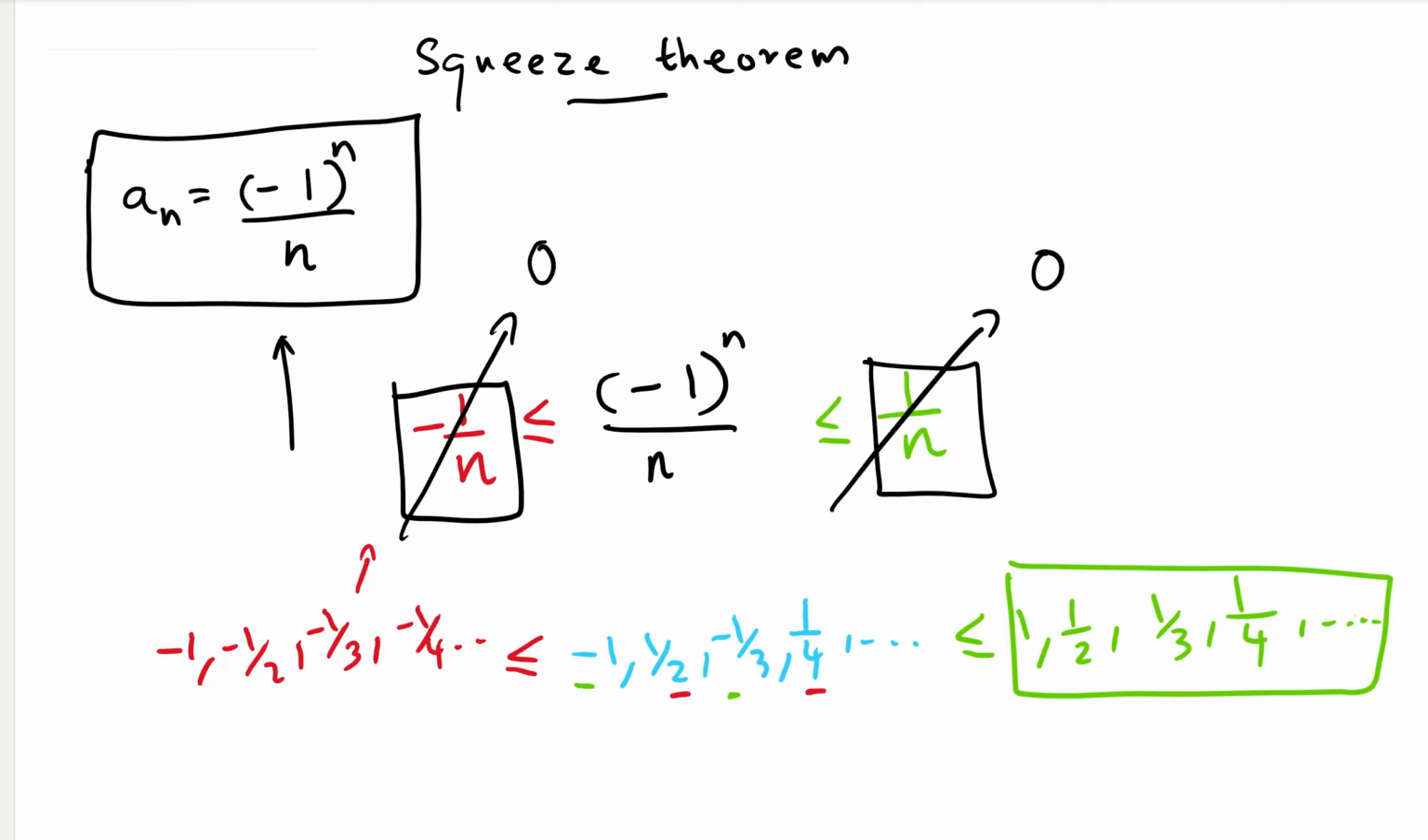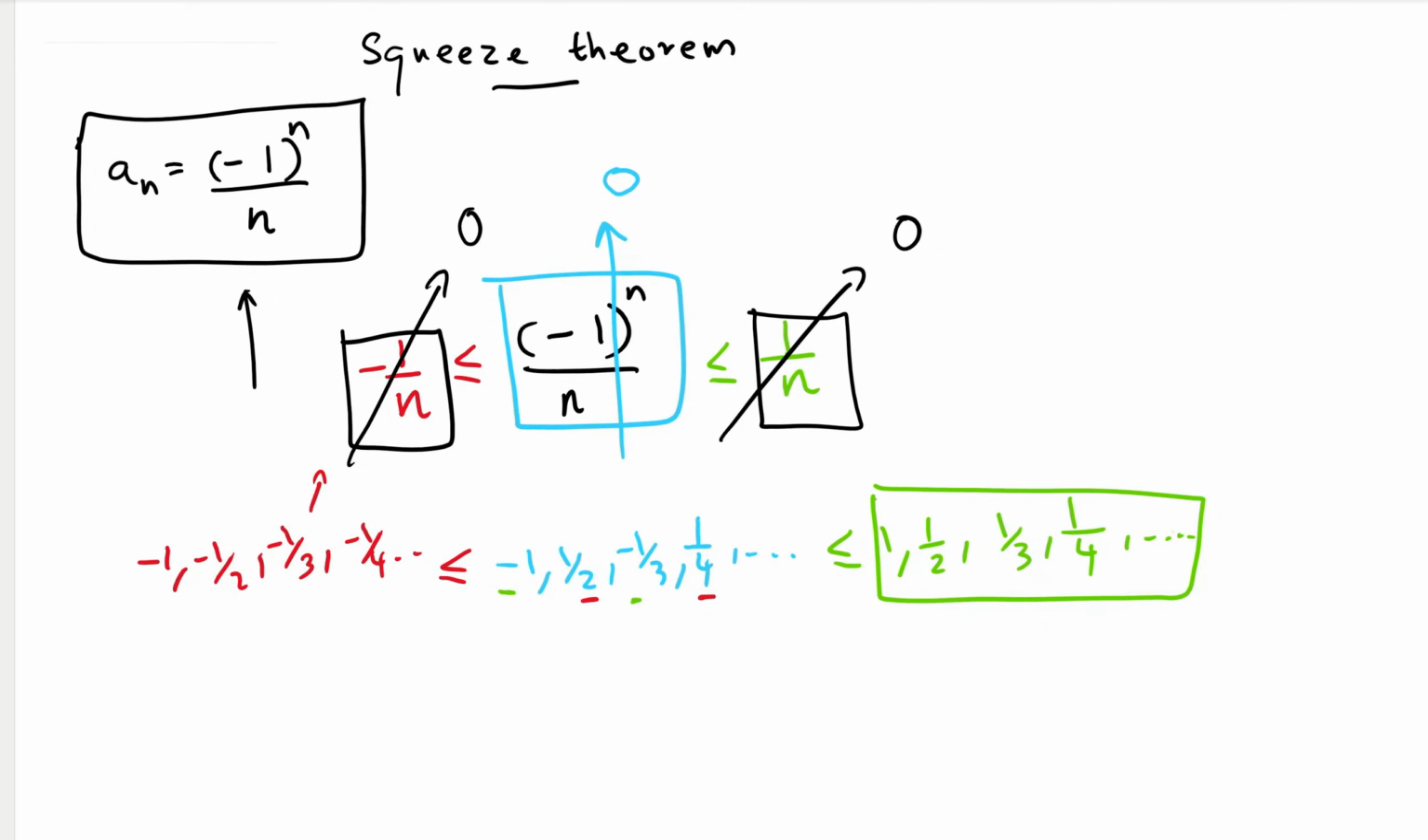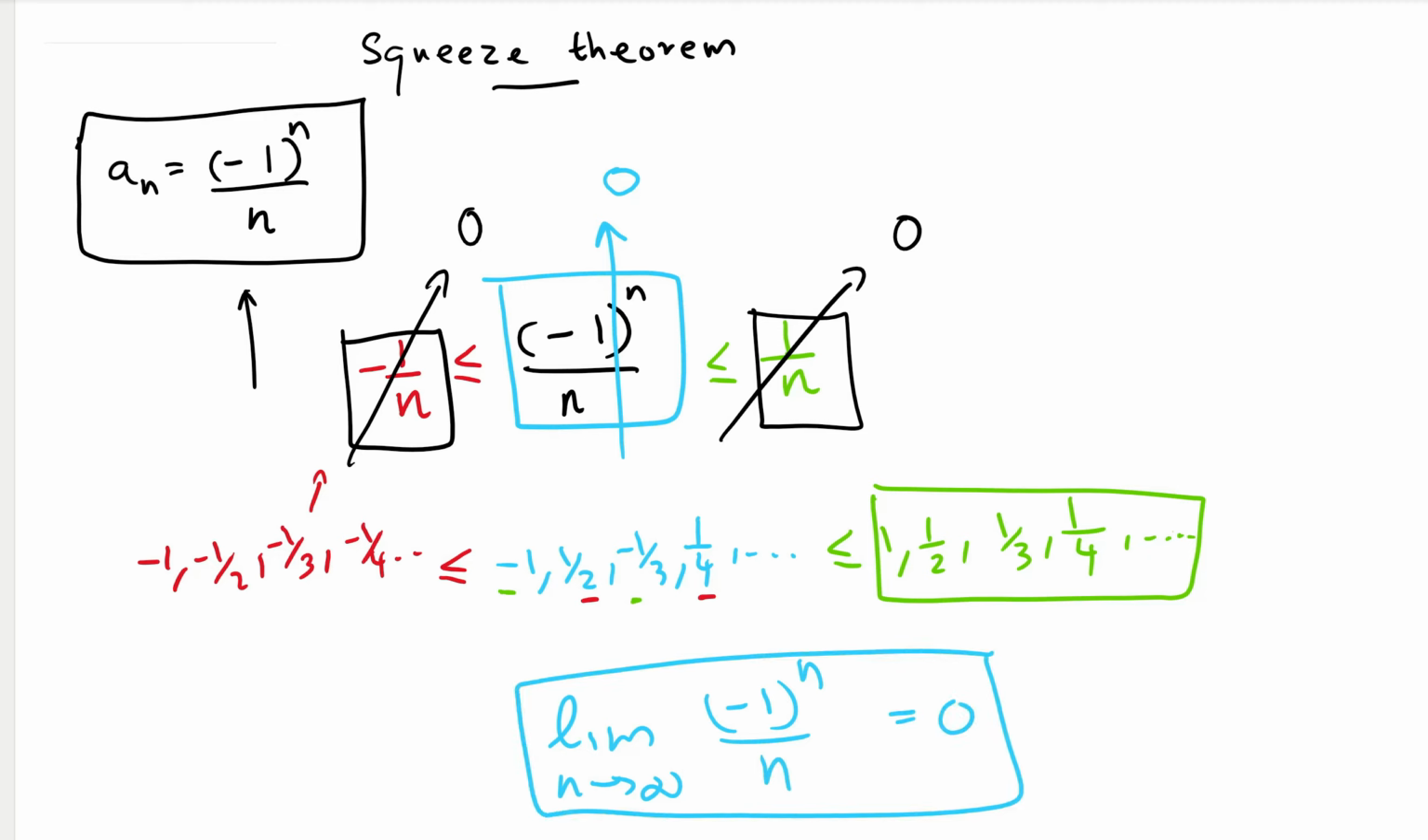And the other thing is, guess what? The limits are the same. They have the same limit. So based on that fact, can you guess what's the limit of the middle sequence? It's also going to be the same limit. It's also going to be 0. So the limit of (-1)^n over n as n goes to infinity is 0, because the limits of the sequences on the sides are the same.